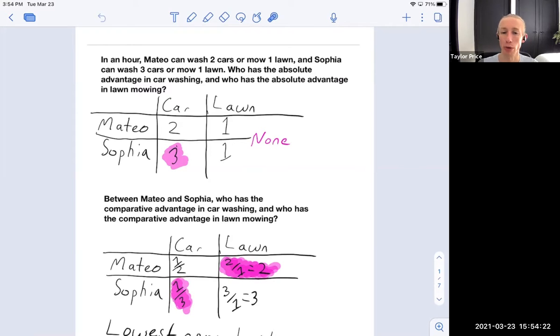So it's important to note that, yes, an individual can have an absolute advantage and a comparative advantage in the same good. Sophia has an absolute advantage in her ability to wash cars, and she has a comparative advantage in car washing.